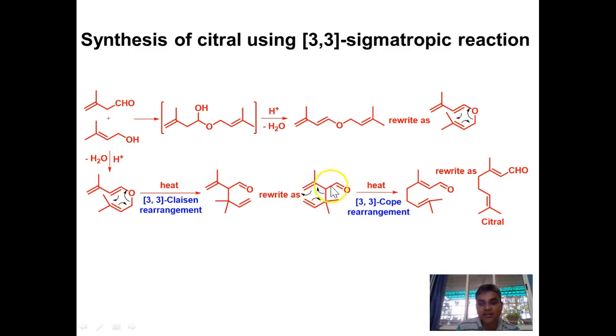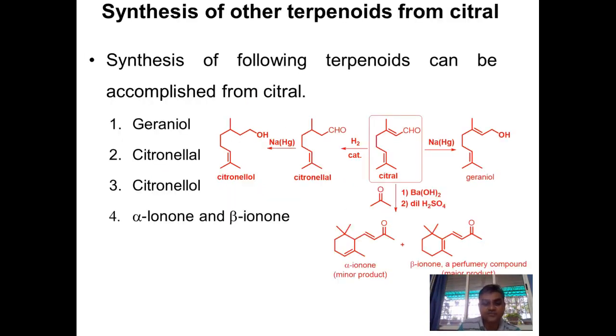Again here we find vinyl and allyl type of moieties, and it is called a Cope substrate. When this is heated it again undergoes a 3,3 sigmatropic rearrangement and we get this molecule, and this molecule is actually the citral molecule if you rewrite it in this fashion. So in this way, the industrial synthesis of citral can be accomplished with the help of sigmatropic reactions.